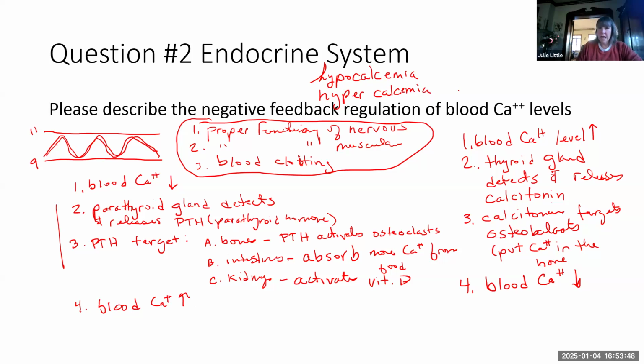If you have too much, usually that's because you might have something like hyperparathyroidism, and your parathyroid gland is releasing too much PTH, and the PTH is telling your osteoclasts, targeting the bones, the intestines, and the kidneys, and you have too much calcium because you have a parathyroid gland that's rogue. That could be one reason. Another reason is oftentimes if you have a malignant cancer, you can have hypercalcemia.